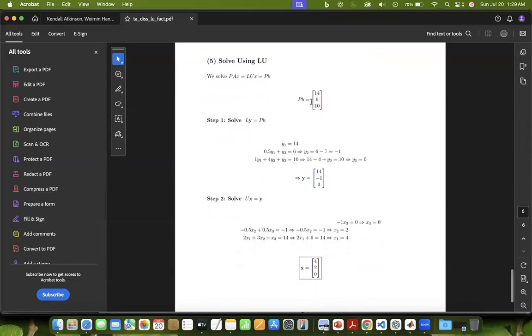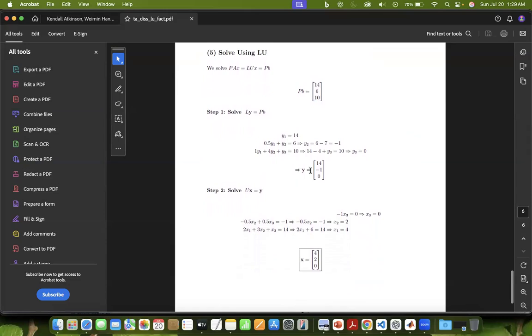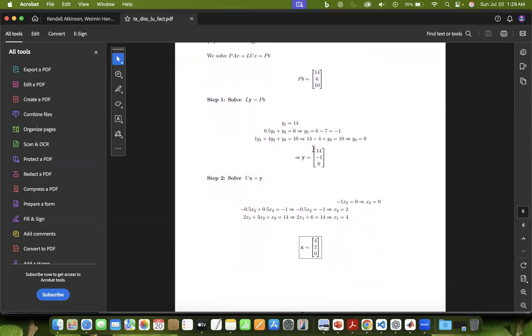So the right hand side will be transformed to this, right? And then the left hand side is nothing but your L. If you do that, you're going to see you will get your Y vector to be 14, minus 1, and 0. Now this is your Y vector. Remember, this is not the actual X vector. So for the X vector, we express Y to be UX, right? So UX equals Y.